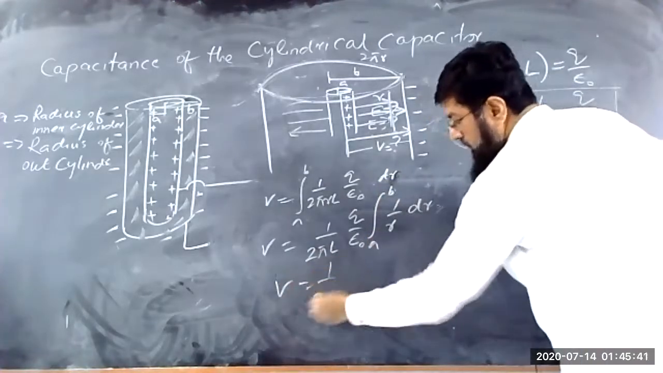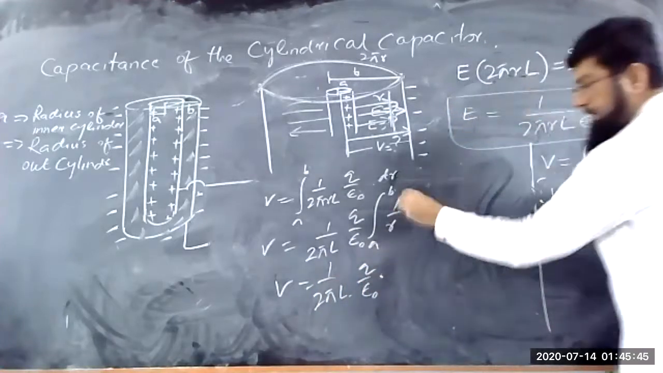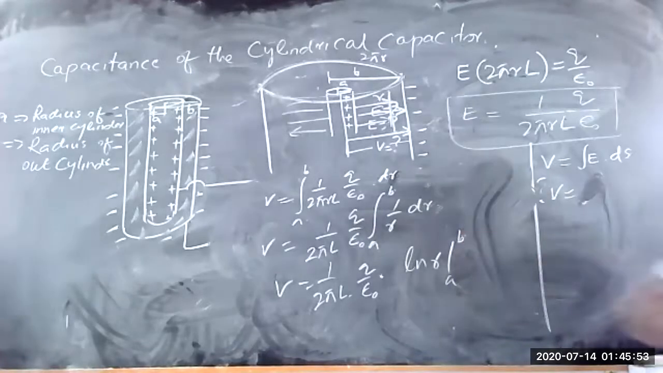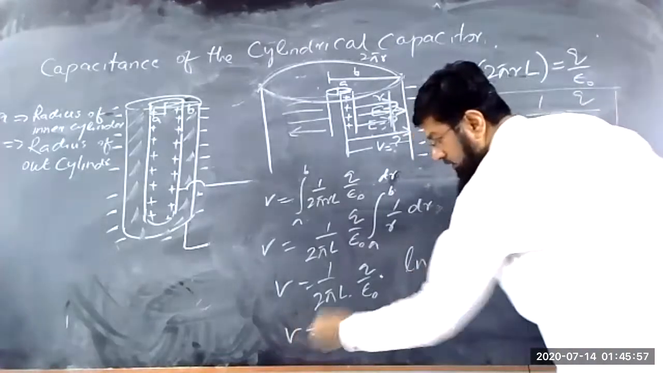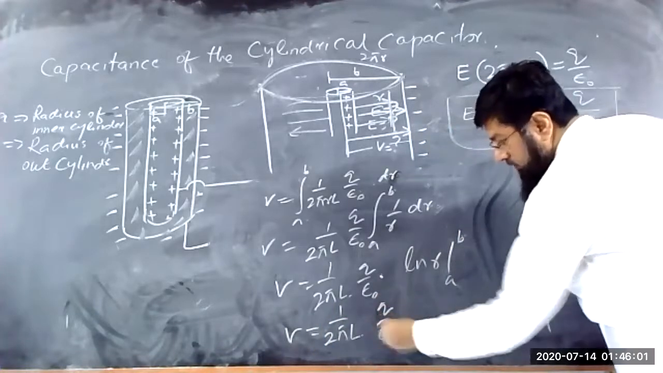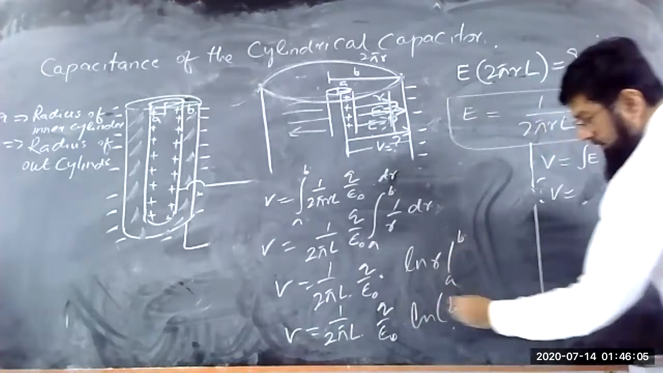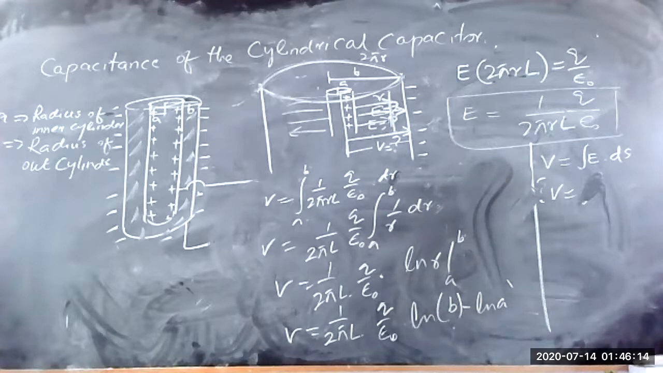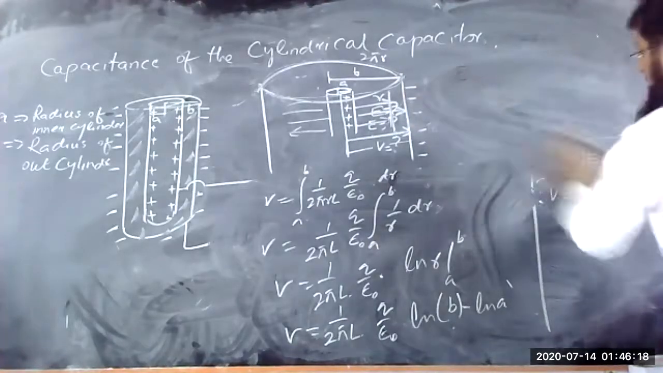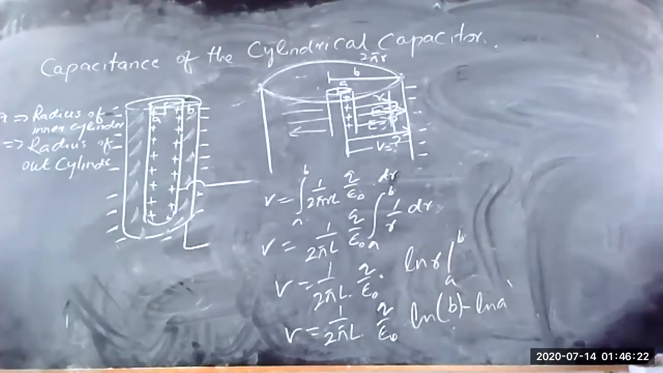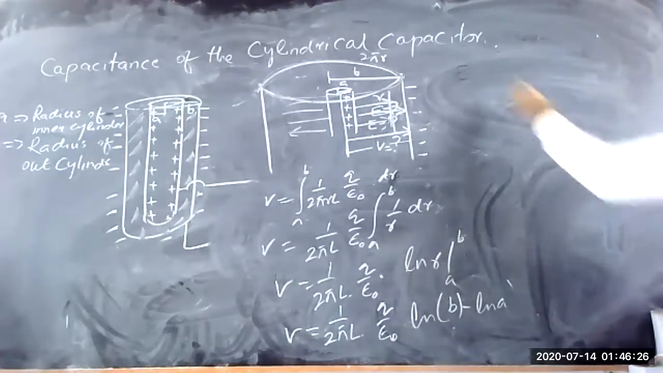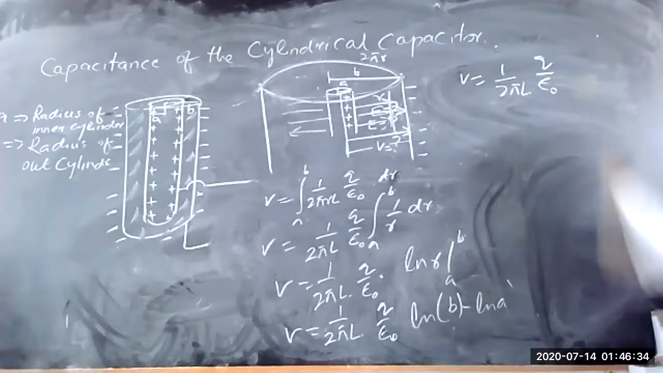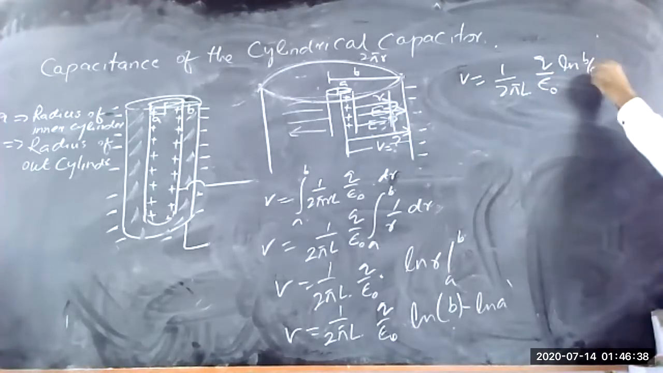So 1 upon 2 pi L, Q upon epsilon naught, the integral of 1 upon r is equal to log of r, which is from A to B. If you substitute the values of the limit, you will get V is equal to 1 upon 2 pi L, Q upon epsilon naught, log of B minus log of A. So log of B minus log of A is equal to log of B upon A. So here V is equal to 1 upon 2 pi L, Q upon epsilon naught, log of B upon A.